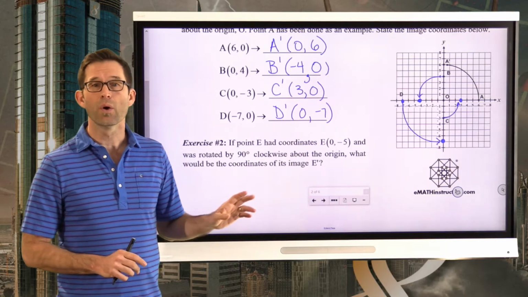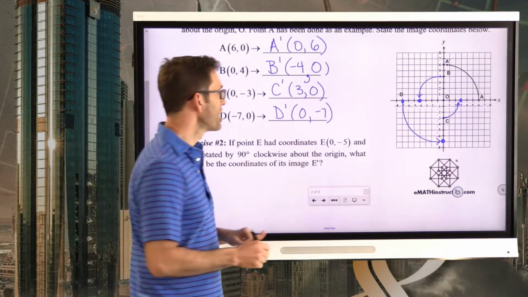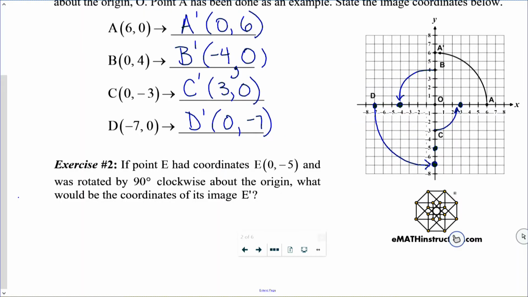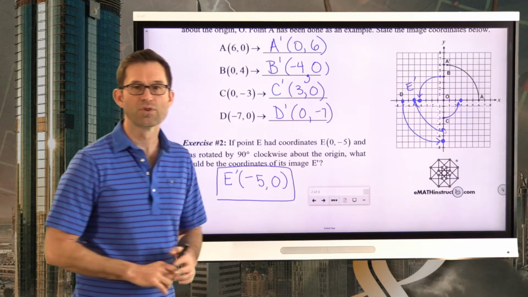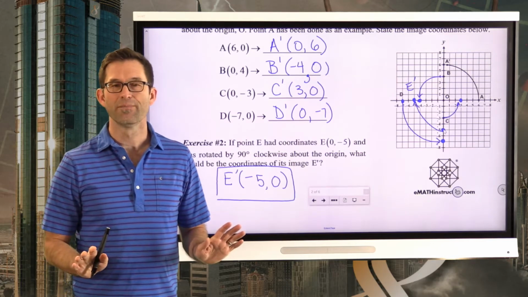All right, here we go. So we've got point E, which is at (0, -5). Let's plot that. Now, it's on the y-axis, and when I rotate it 90 degrees clockwise, it will end up being on the x-axis again, the same distance away that it started. It started 5 units away. It'll end up 5 units away, and specifically at E prime (-5, 0). Let me label that on my image. All right, that's it.